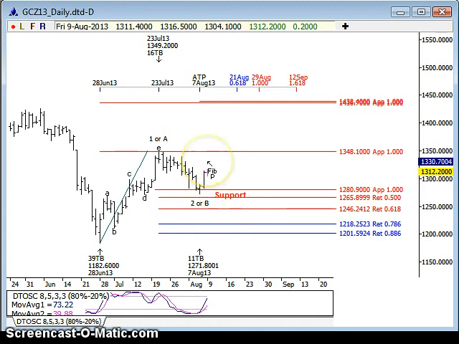So we'll watch how this unfolds in the coming weeks. But our analysis suggests higher prices for gold.